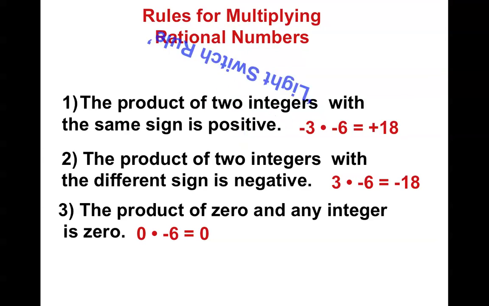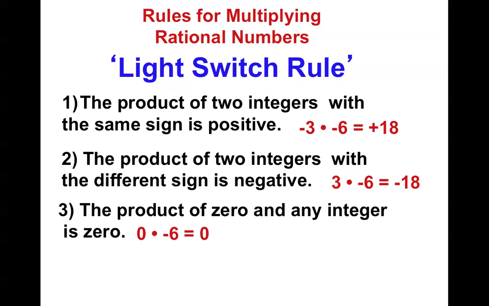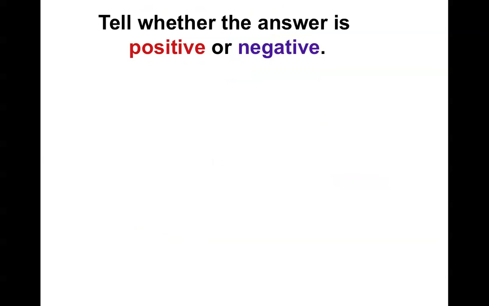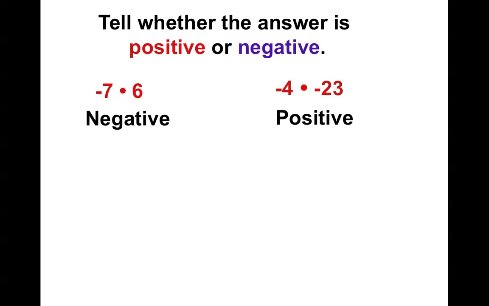One of the things that we talked to the kids about was the light switch rule. Ask them about that. It's hard to demonstrate here on the computer. It's the exact same thing as the triangle rule, just hard to demonstrate on the computer. So I'm going to ask the kids just simply to be able to tell me if the answer is going to be positive or negative. In this situation, the answer would be negative because one number is negative and one number is positive, and that leads to a negative answer. Here, since they are both negative, that would lead us to a positive answer.